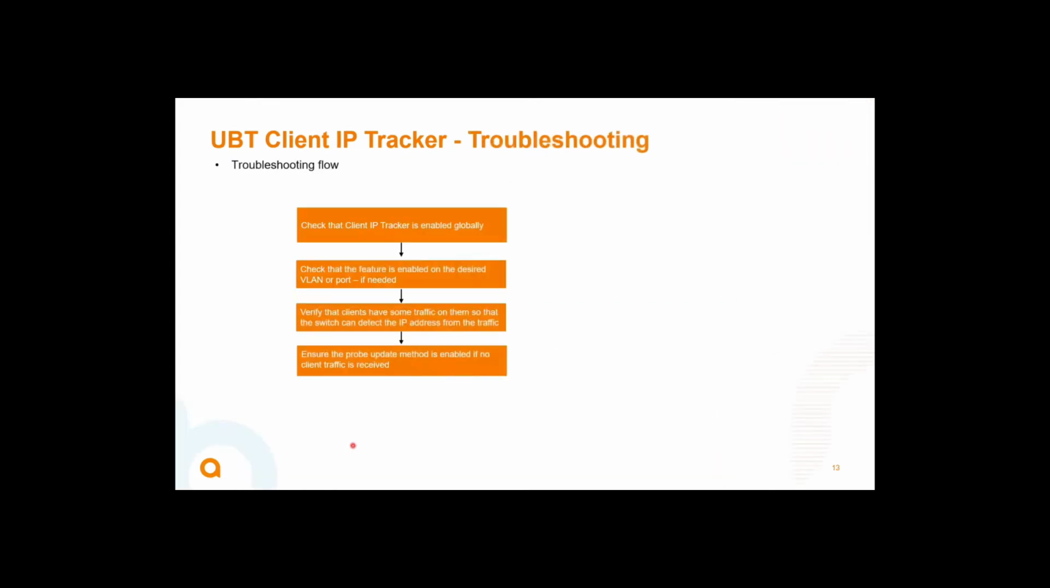For the troubleshooting flow, you want to check that the IP tracker is enabled globally, then check that the feature is enabled on the desired VLAN or port. Verify that clients have some traffic on them so the switch can detect the IP address from the traffic, and then ensure that the probe update method is enabled if no client traffic is received, so that if the IP address does change, it can monitor that as part of the client IP table.